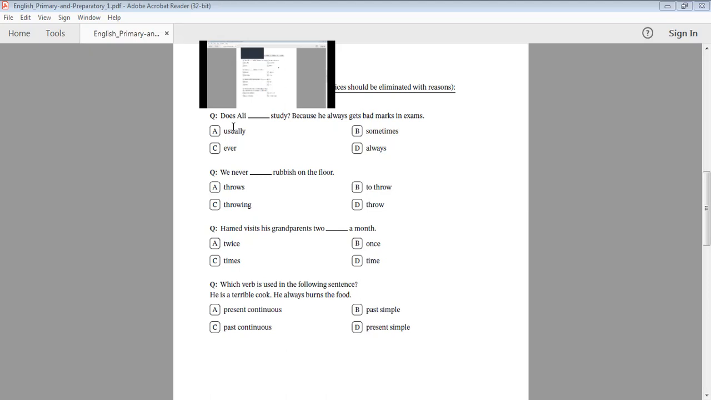Ahmed, okay, go on. Hamid visits his grandparents twice, once, time a month. Yes, that's right. Hamid visits his grandparents 2 times a month. Why? Because 2 times equal in the meaning twice. Okay, thank you very much.